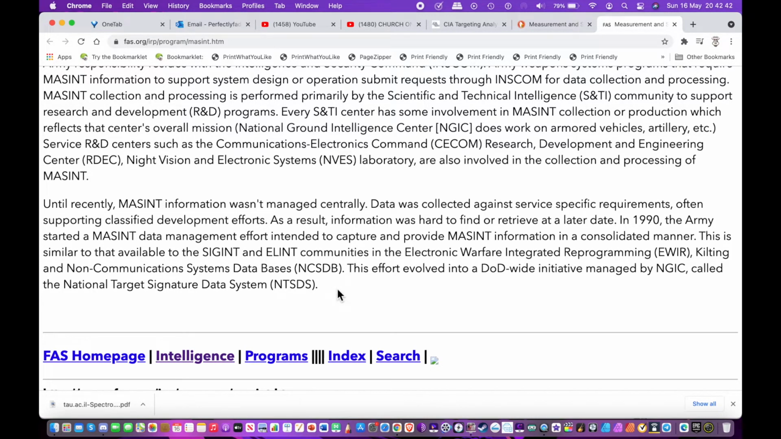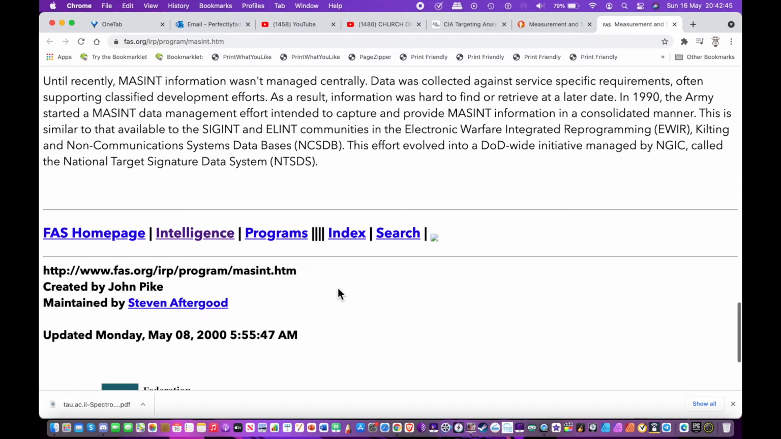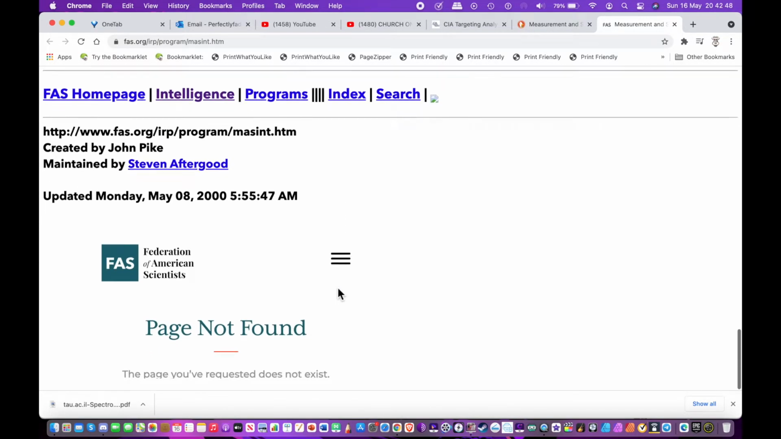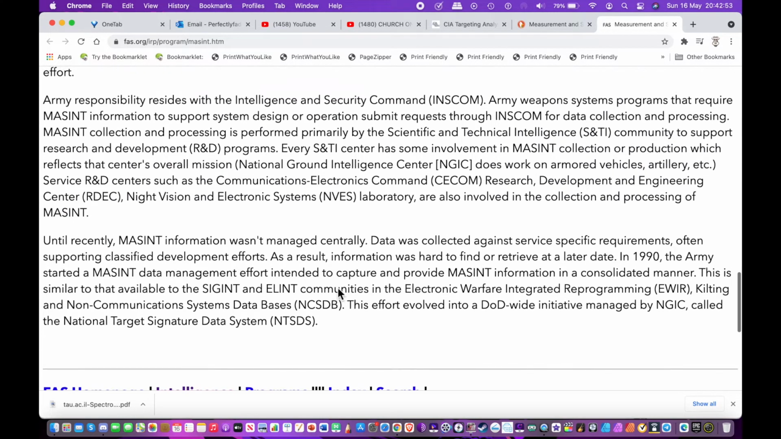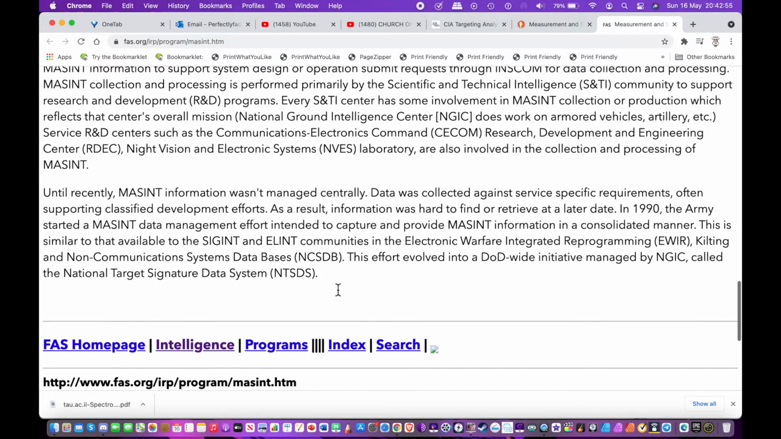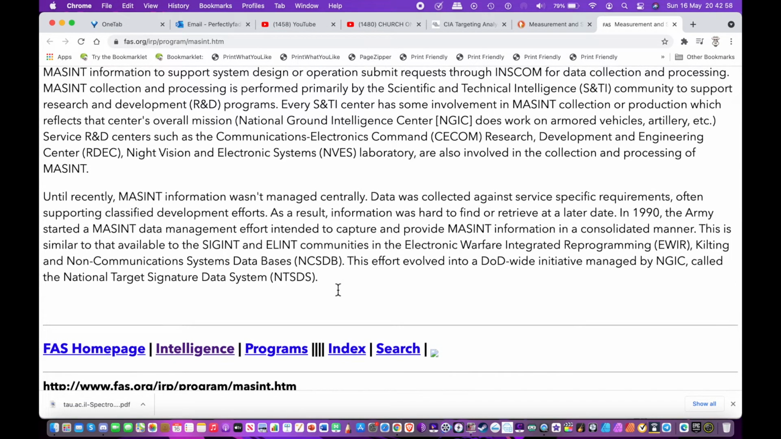Until recently, and I think this is an old article, so this is a bit old, but it kind of gives you a thing about it. Until recently, information wasn't managed centrally. Data was collected against service-specific requirements, often supporting classified development results. As a result, information was hard to find or retrieve at a later date.